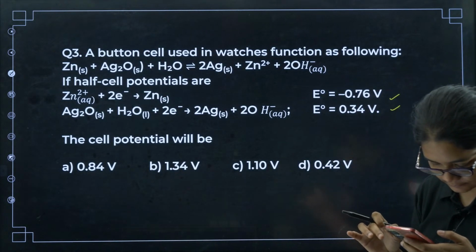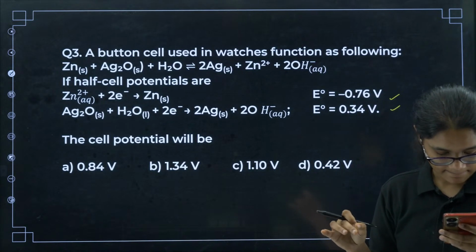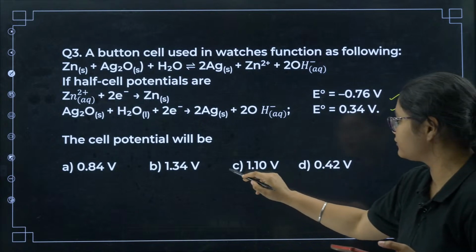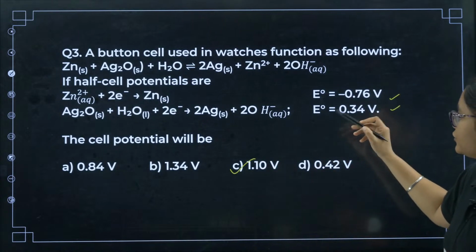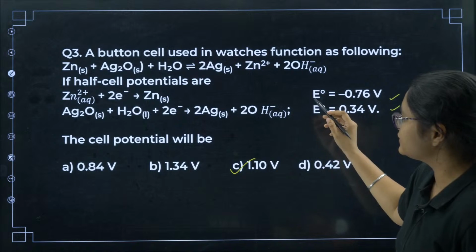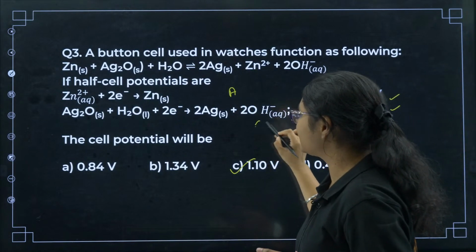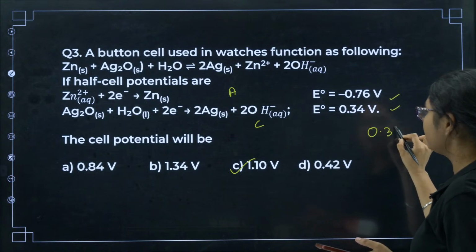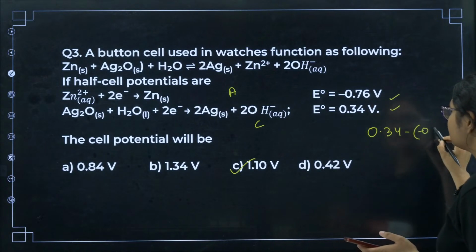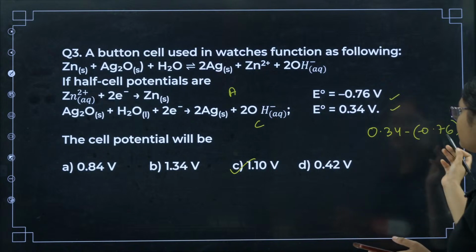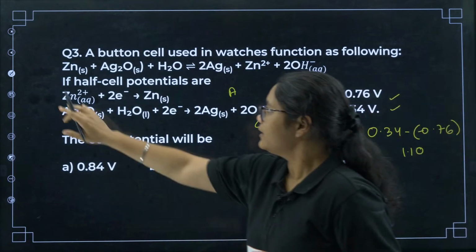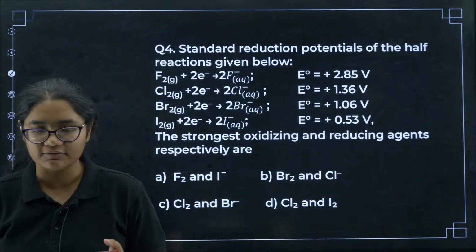Yes, quickly, yes, Shagufta, very good. 3C is the correct answer. So you can see that this will be your anode and this will be cathode. So cathode minus anode: 0.34 minus 0.76. So that means you have to almost add them. So you will get 1.1 volt. Okay. Next, let's move to question number 4 here.